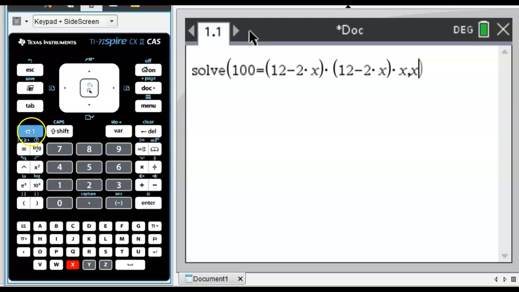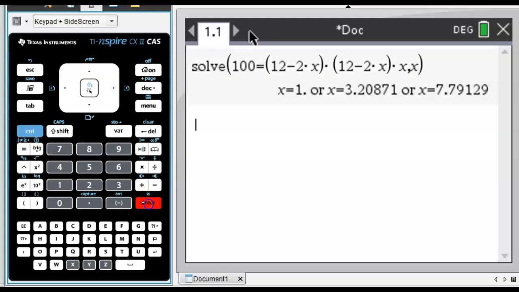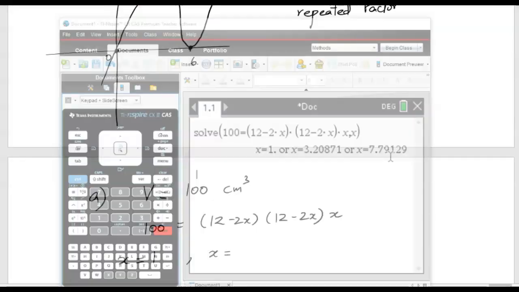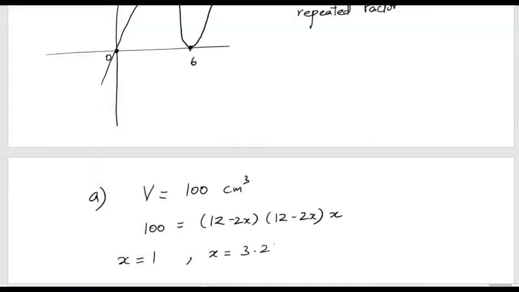I'm going to press control enter, and it gives me three values here: x is equal to 1, x is equal to 3.21, and x is equal to 7.79. So I'm just going to copy that down in my sheet there. So x is equal to 1, x is equal to 3.21, and x is equal to 7.79.